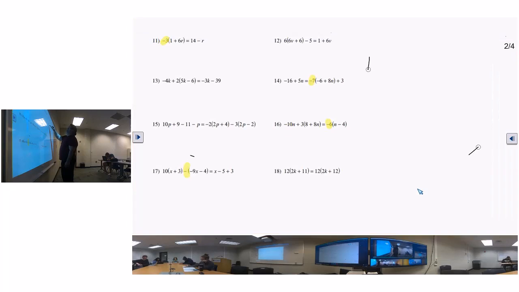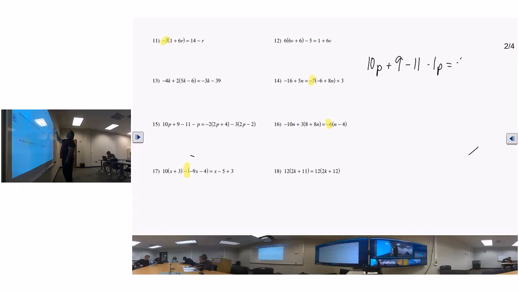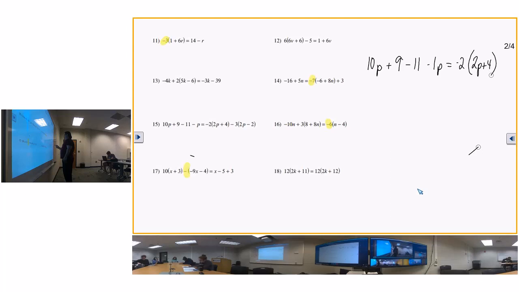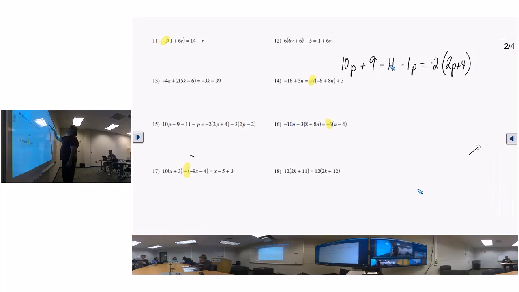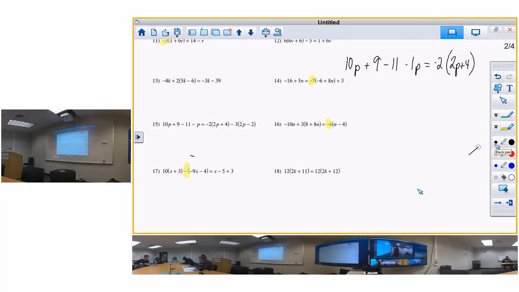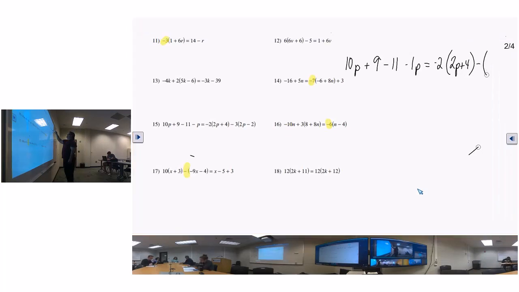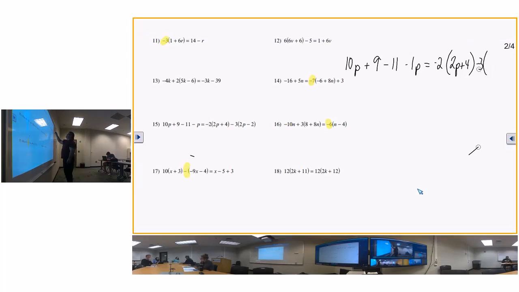10p plus 9, minus 11, minus 1p is equal to negative 2 times 2p plus 4, minus 3 times 2p minus 2. Okay, if you haven't started working on it yet, go ahead.